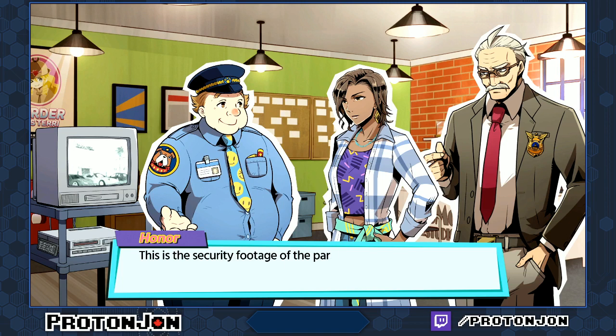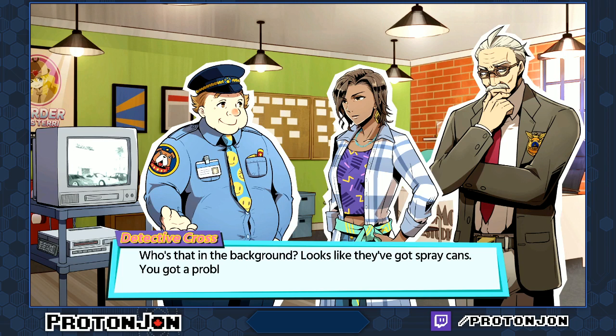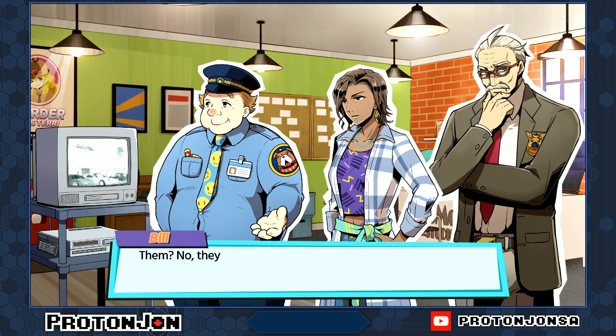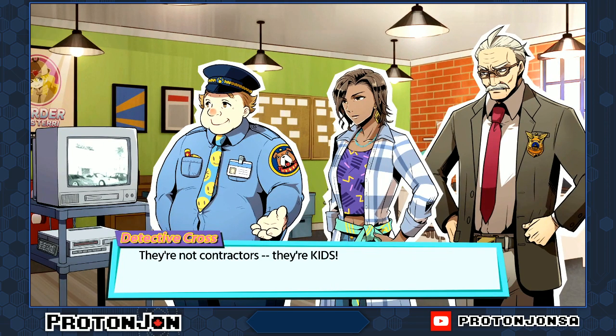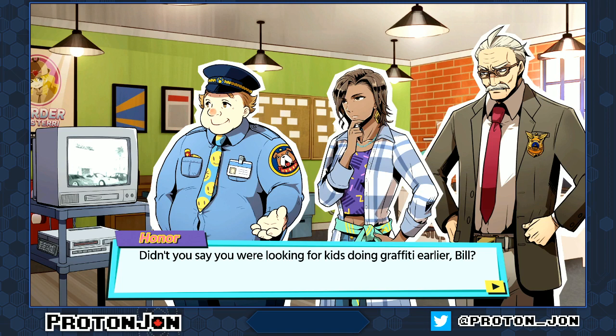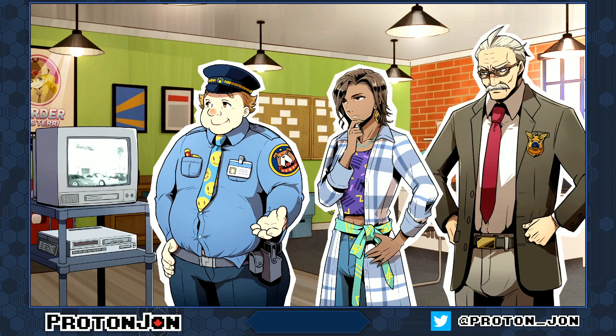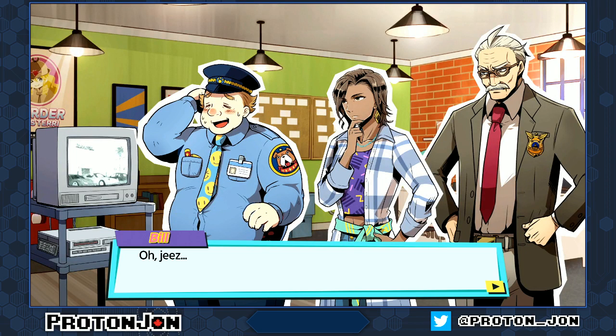Okay, what are we looking at? This is security footage of the parking lot earlier this afternoon. Look, there's Bill. He's in the background. Looks like they've got spray cans. You got a problem with vandals around here, Bill? Damn, no, they're just contractors. We get a lot around here. You know, painters, carpenters, caterers. They're not contractors, they're kids! They've got skateboards, for God's sake! Didn't you say you were looking for kids doing graffiti earlier, Bill? Oh, jeez.